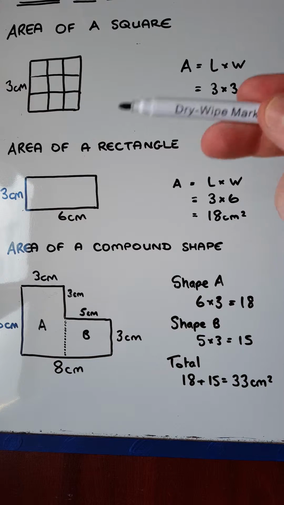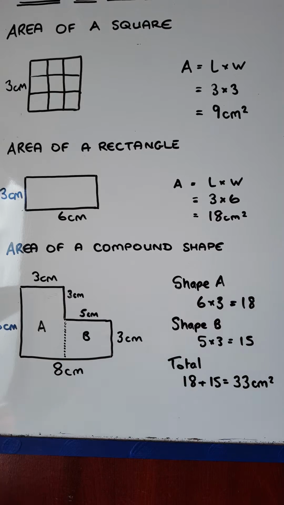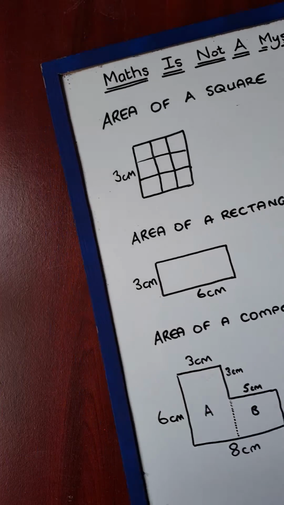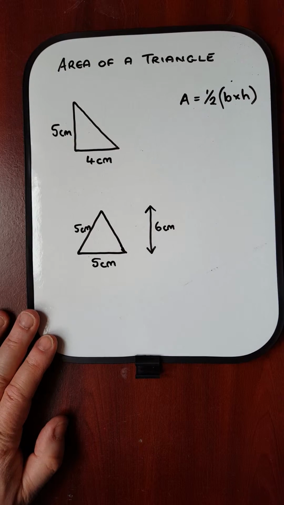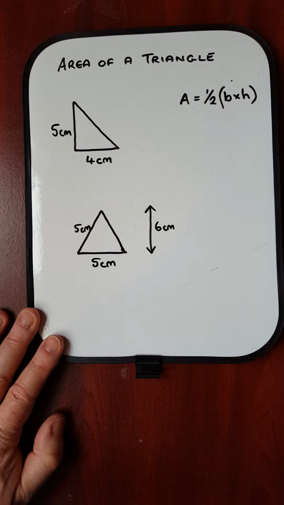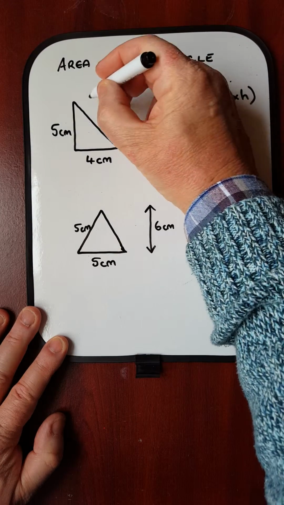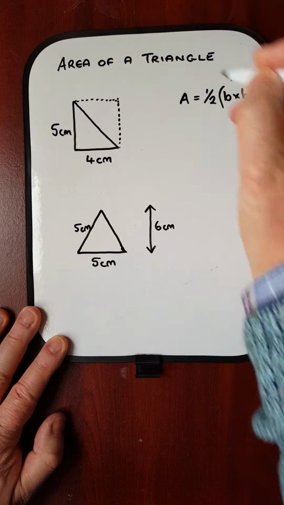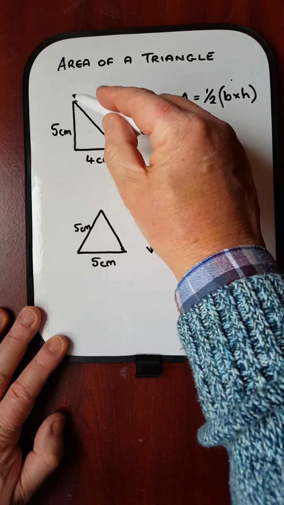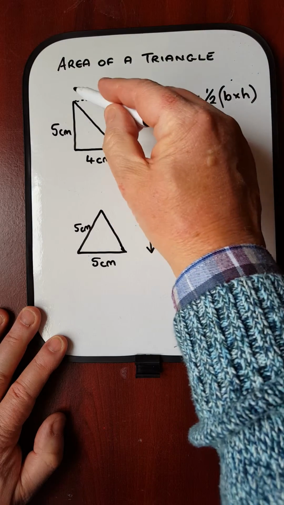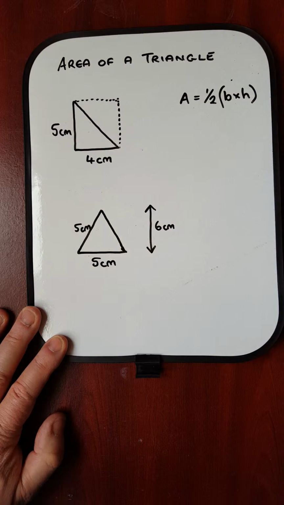Okay, so we've got a square, a rectangle, and then a combination of the two. We also need to look at how to work out the area of a triangle. A triangle is like a square or a rectangle chopped in half. Look what I mean. If I draw a little line up there and a line across here, we've got a rectangle. And the rectangle area would be 5 times 4, which would be 20. But the triangle is only half of that rectangle.